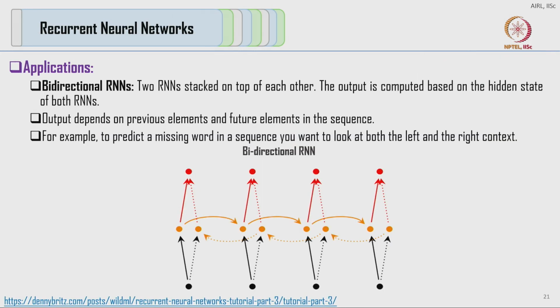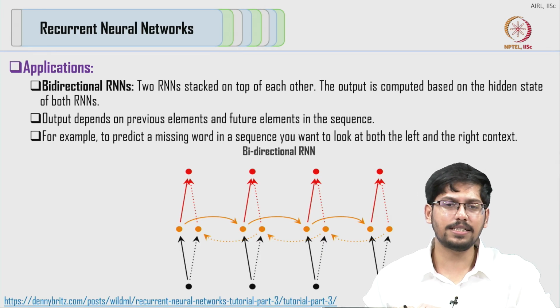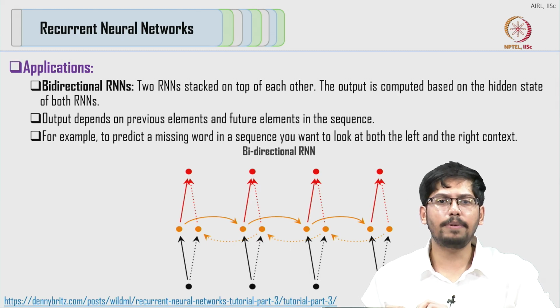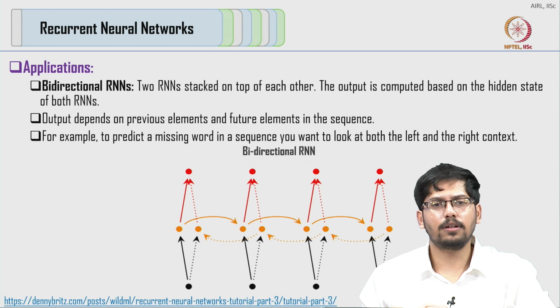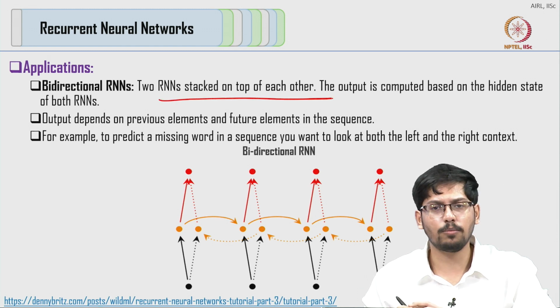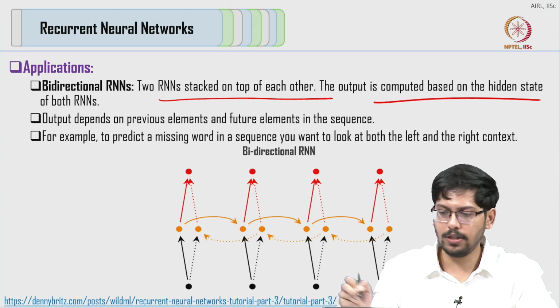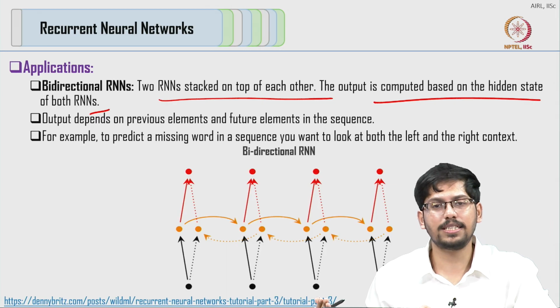One another application that we have of RNNs is that of a bidirectional RNN. Now in the previous slides we observed that the dependence on the current state, which is say Yt or Ht, depends only on the previous states, but we could also have a bidirectional RNN, which is essentially two RNNs stacked on top of each other. Now what happens here is that the RNN depends upon the previous hidden state, which is the previous history, and the future states as well.